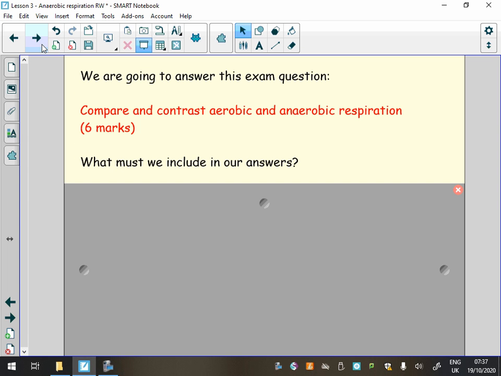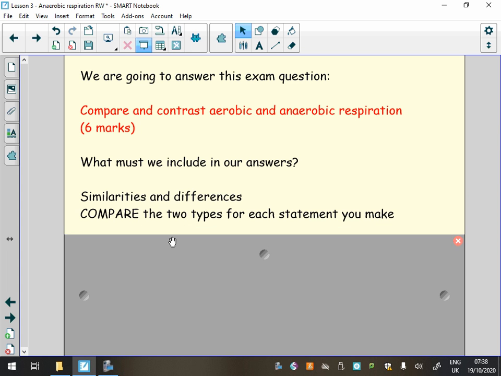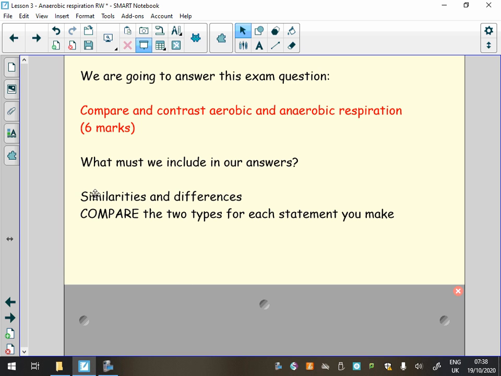So what you are going to do is use the information on the previous slide, and you are going to answer this question. So it's compare and contrast aerobic and anaerobic respiration. If you want to write that question down and then go back to the previous slide, you can do. And there are some things here you need to include in your answer. So similarities and differences, and compare the two types for each statement you make.